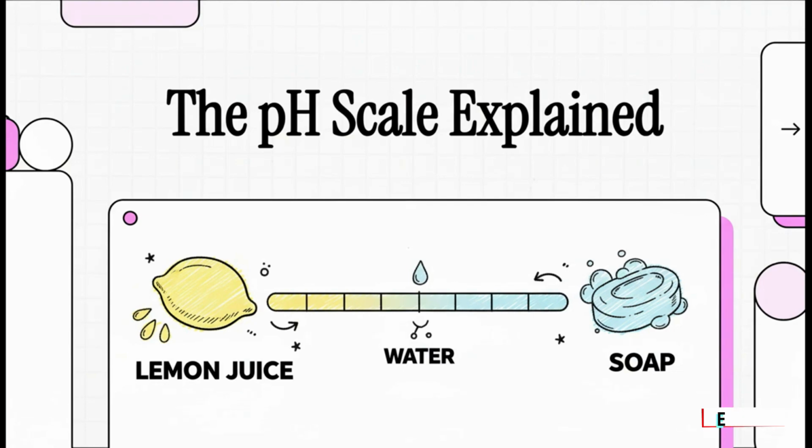Hey there, and welcome. Today, we're going to decode something that's literally all around us, in pretty much everything we touch and taste. We're talking about the pH scale. It's like this hidden language that determines the tang of a lemon or the slippery feel of soap. So, let's break it down.